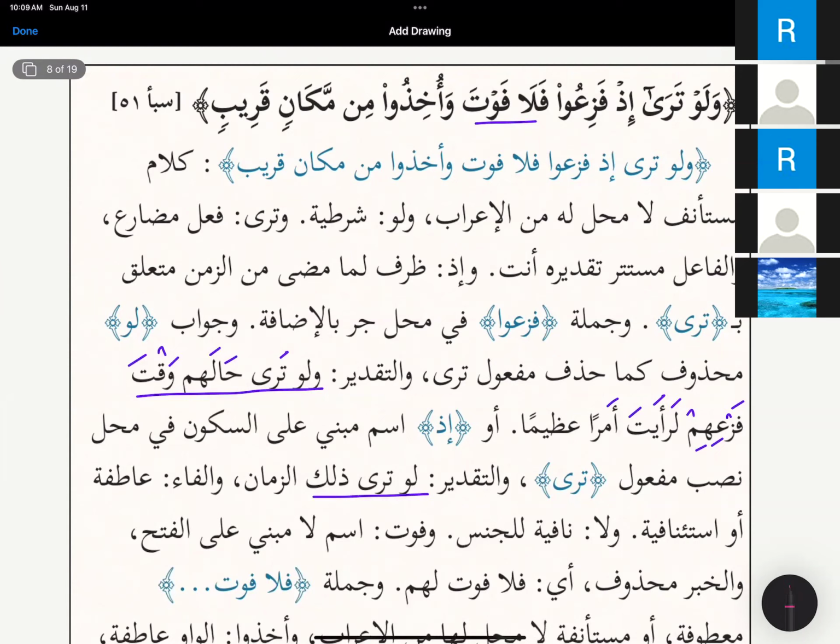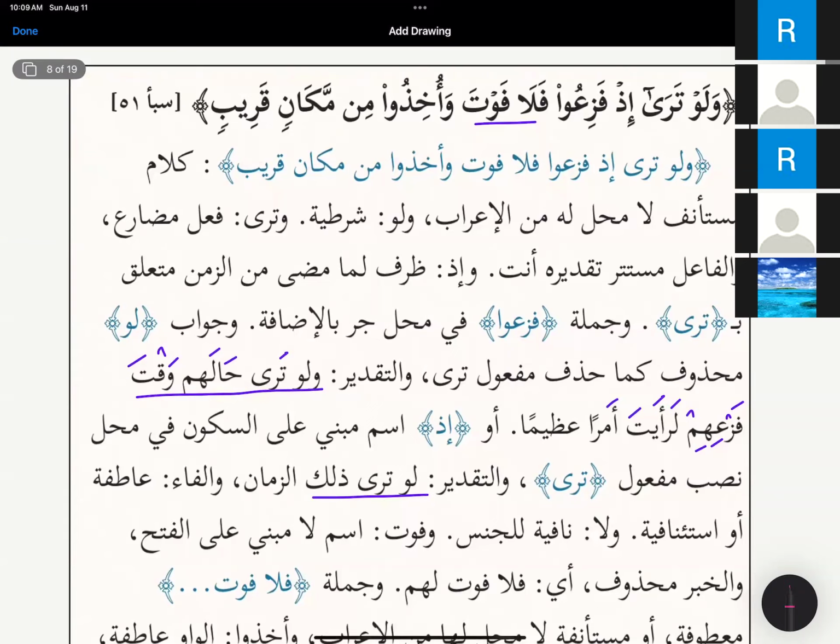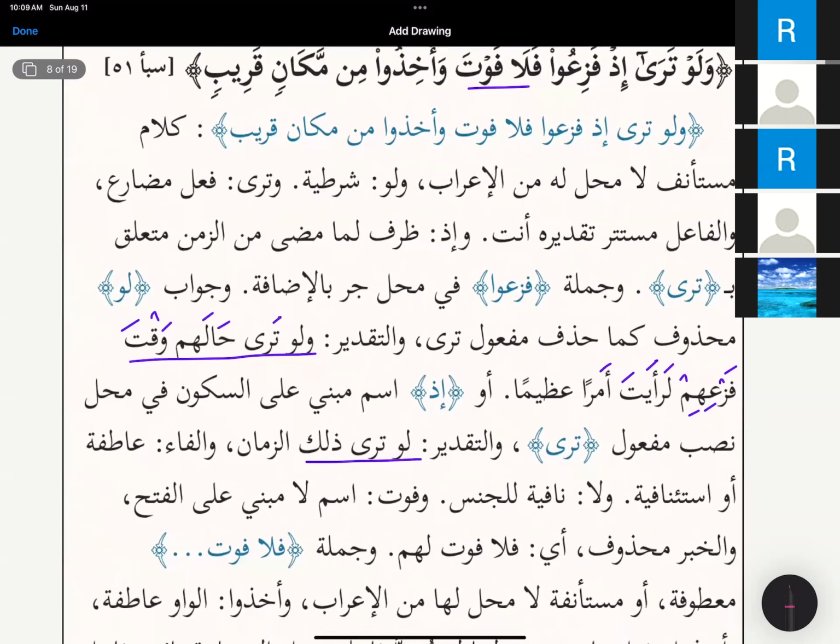Right? And they are saying that the maf'ul of tara is mahzuf. It is understood. And what is that? Walau tara halahum waqta faz'ihim la ra'ayta amran azima. If you had seen their condition at the time of the terror, it was worth seeing. It was amran azima. Right? And then it says that it is ism mabni ala sakun fi mahalli nasab maf'ul of tara.